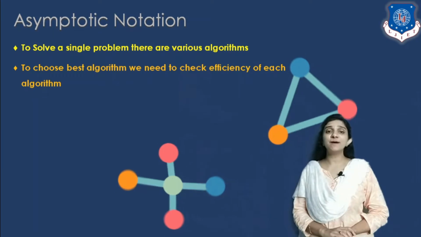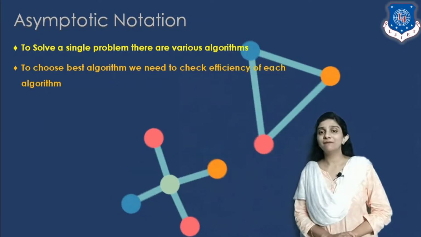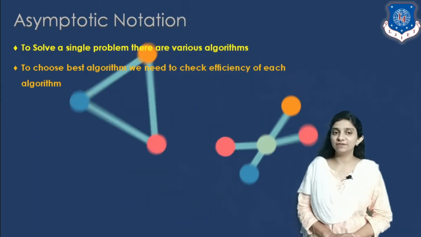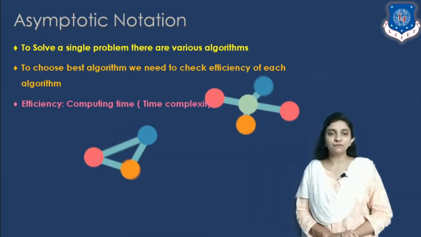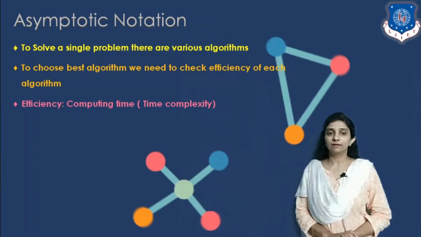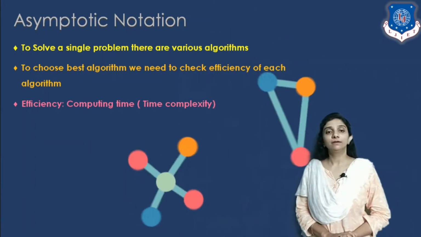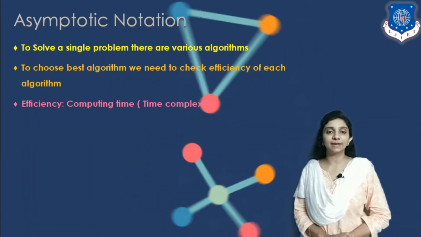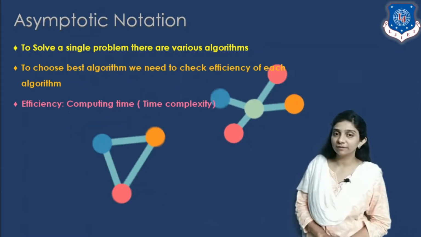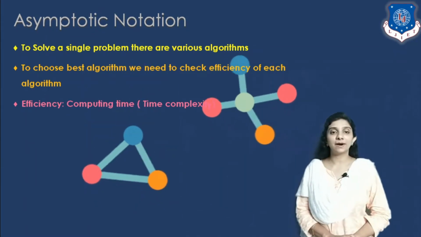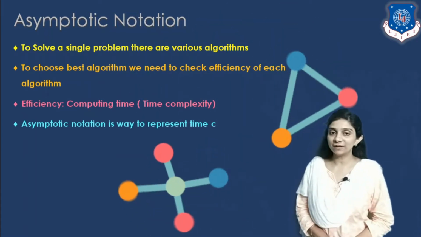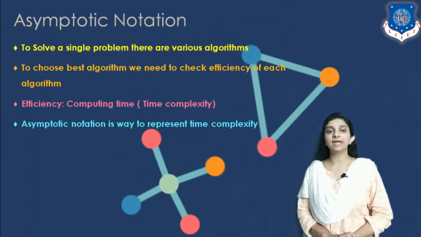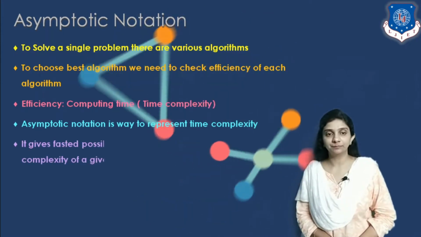To choose the best algorithm among them, we need to check their efficiency and compare the efficiency of each. Now, efficiency of an algorithm is calculated in terms of time and in terms of space. But right now, we are discussing time complexity. So time complexity is represented by asymptotic notation.